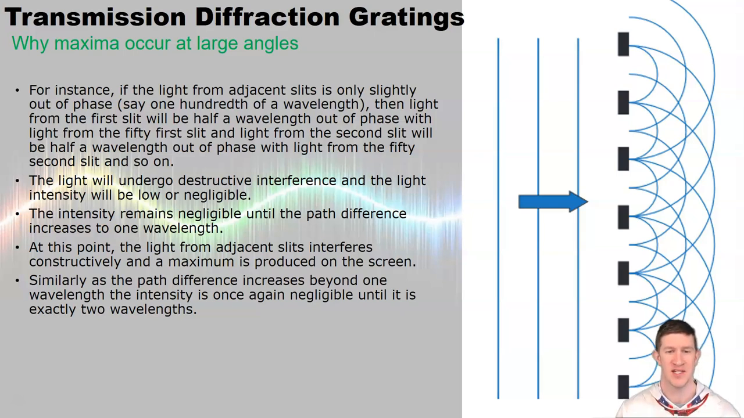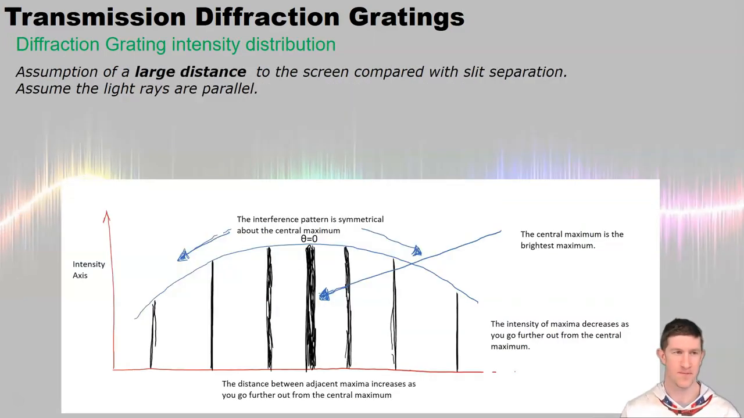The intensity remains negligible until the path difference increases back to 1 wavelength. So I might be 1 and 51 cancel out, and it might take 25 more slits to get back, or another 50 slits to get back to the full wavelength, and I constructively interfere again. At this point, the light from the adjacent slits interferes constructively and we get that maximum. Similarly, as the path difference increases beyond 1 wavelength, the intensity is once again negligible until it is exactly 2 wavelengths. So until we get these whole wavelength shifts, we don't have our bright spots.